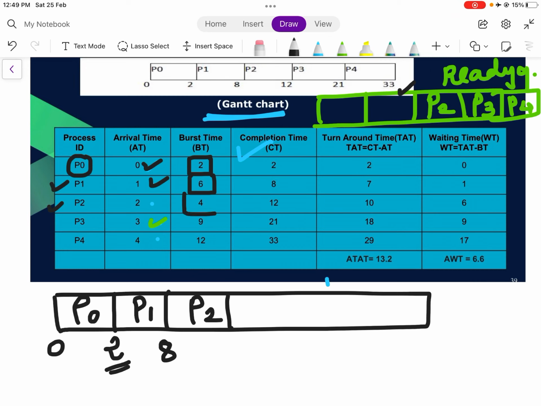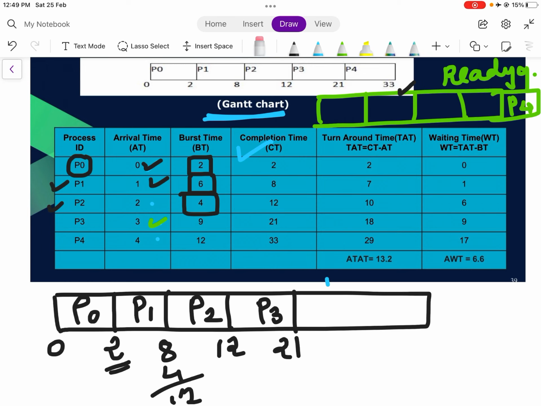P2 will take how much time for its complete execution? 4. So 4 plus 8 is 12. After this, P2 will leave the ready queue. P3 will come inside this Gantt chart. P3 is arriving at time 3 units and the burst time, that is the time which it takes to complete its execution, is 9 units. So 12 plus 9 is how much? 21.